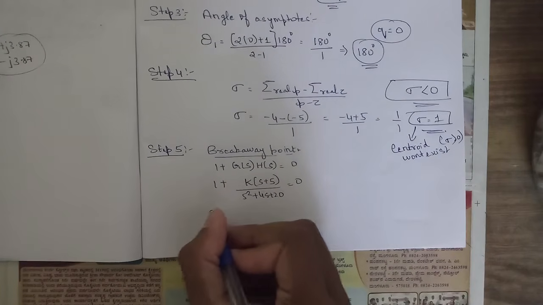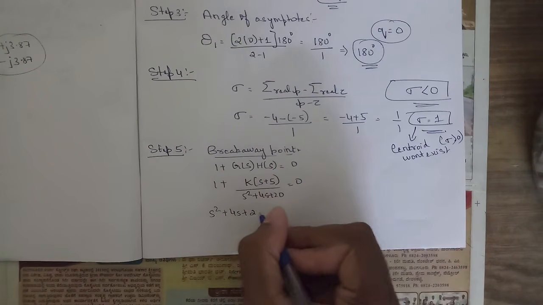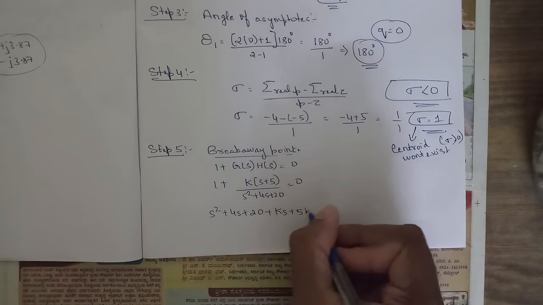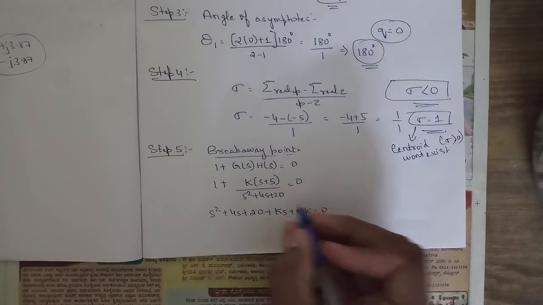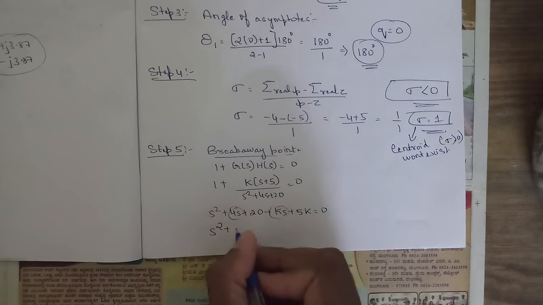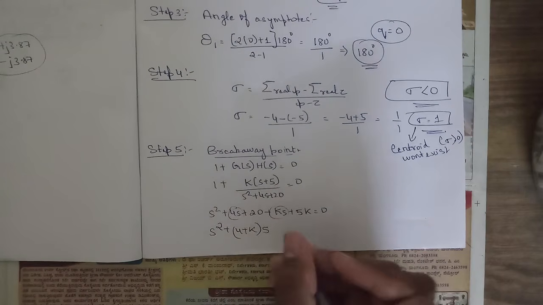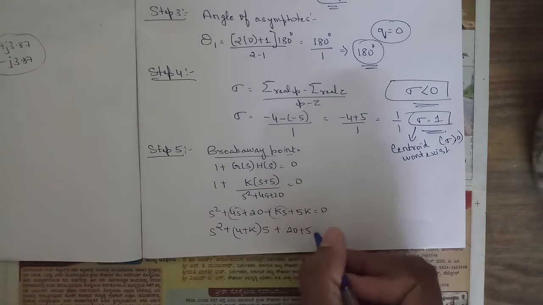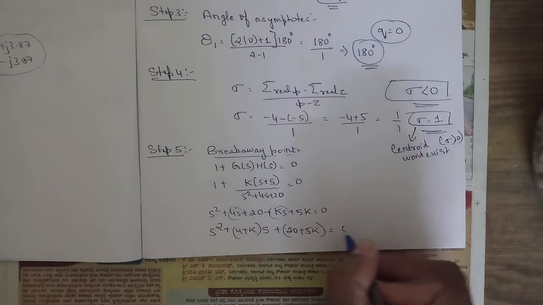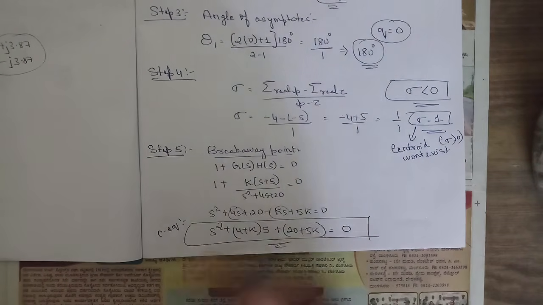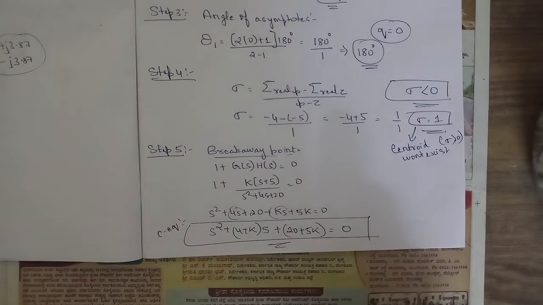Now cross multiply: s square plus 4s plus 20 plus ks plus 5k equal to 0. I multiply this k to both the terms. So s square, here we have 4s and ks, so we can take (4 plus k) common, s, and 20 plus 5k also we can take together because k is a constant. We can directly write it as equal to 0. This is the characteristic equation which we have obtained, which we are going to use later.